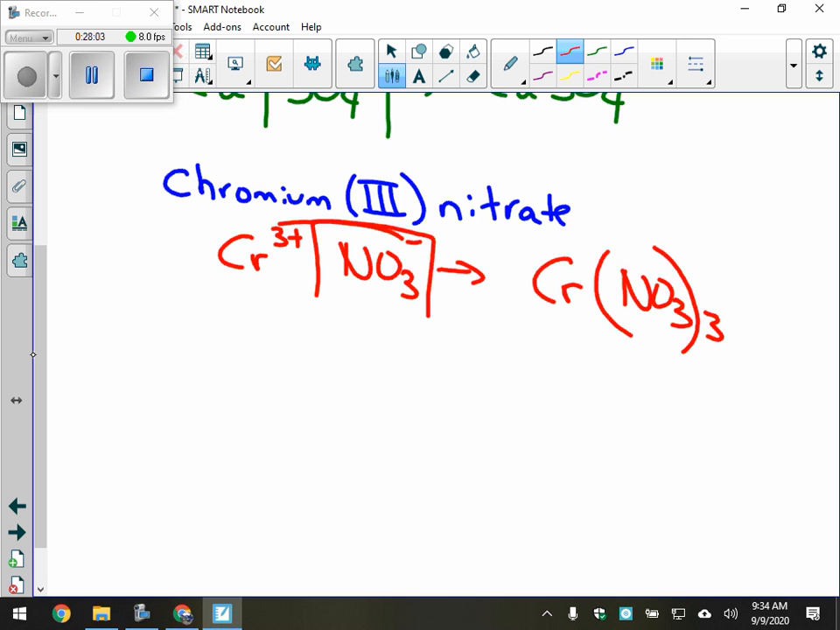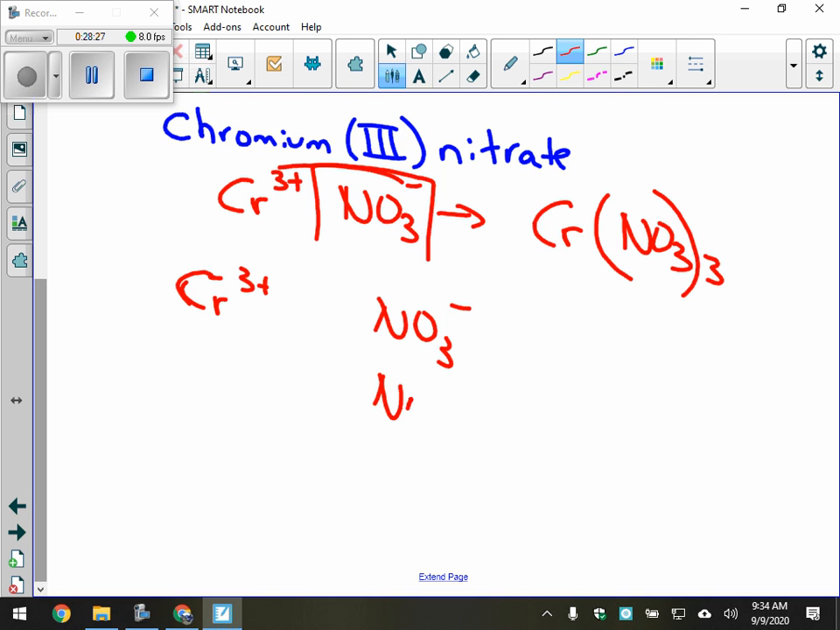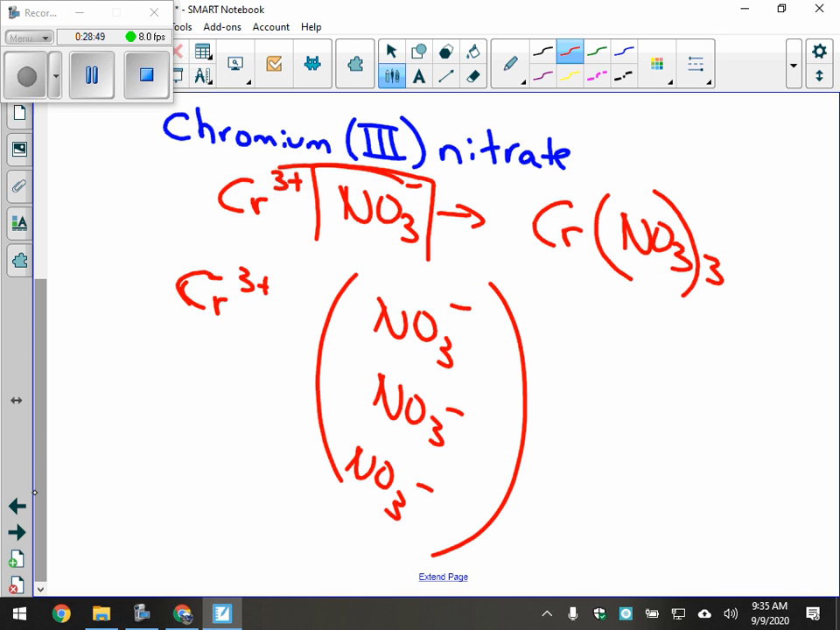And here's the reason, basically. Remember, chromium is a 3 plus. It wants to lose 3 electrons. This group of atoms over here can take in 1 extra electron. And again, just like before, those 2 charges do not balance each other out. So the only way to do that is, I need another group of those atoms, another one of those NO3s to take in 1 electron. And I need, finally, the last one here, another group to take in 1 electron. So I need 3 groups of those, and that's why we put brackets around them.